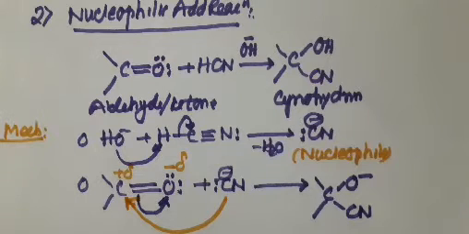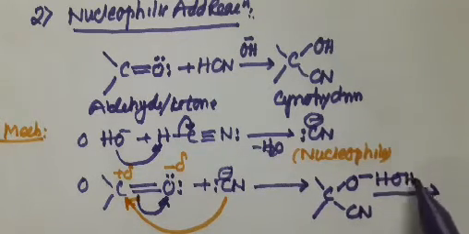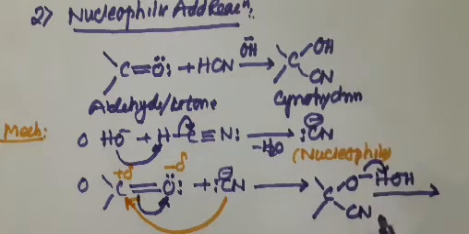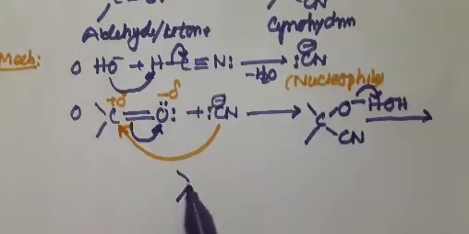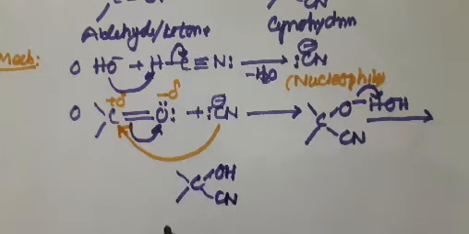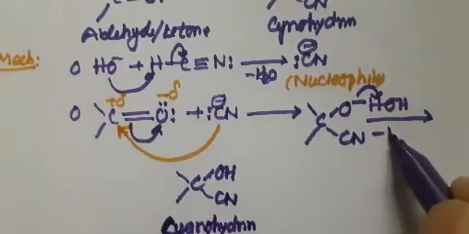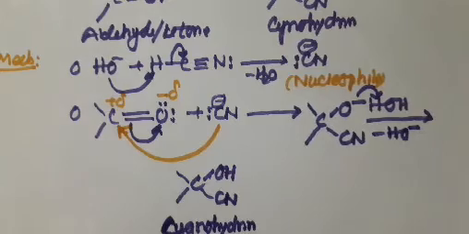And finally, this reacts with water, HOH. O minus interacts with the hydrogen part, and it results in the formation of OH and CN. This is known as cyanohydrine. And HO minus is regenerated.